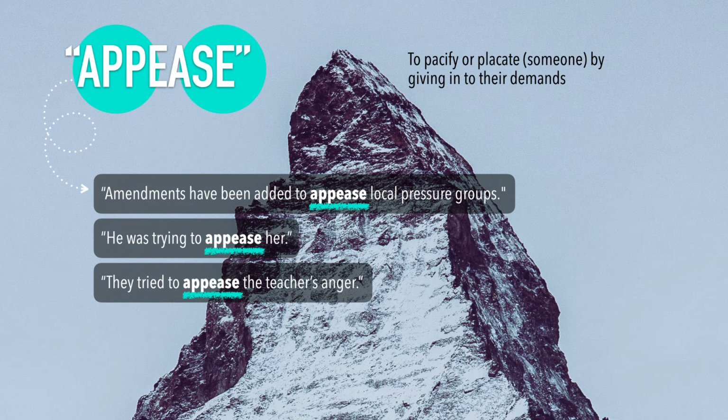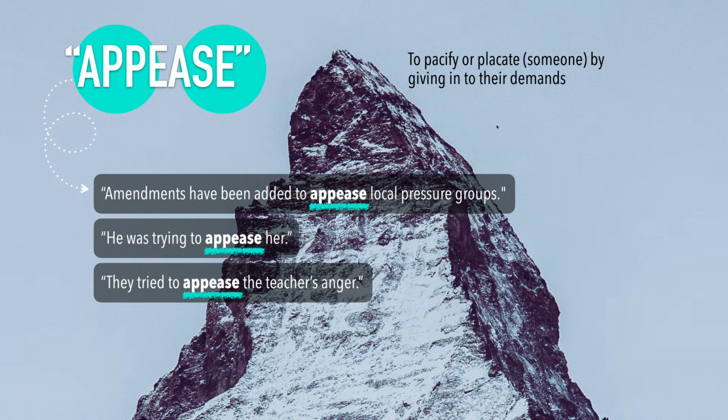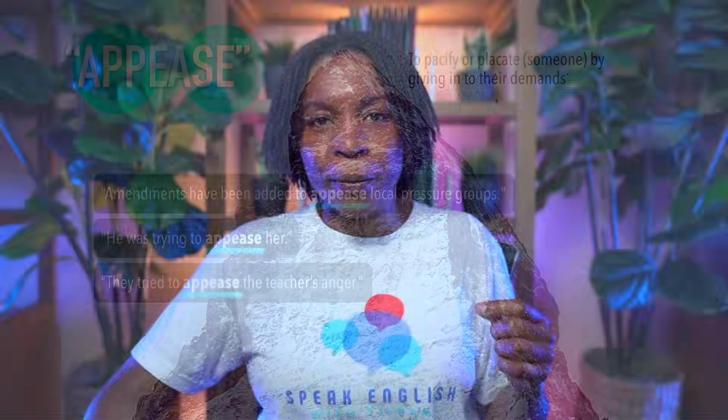And finally, they tried to appease the teacher's anger. Again, they tried to pacify the teacher's anger. They tried to help her feel better. They tried to appease. Once again, they tried to appease the teacher's anger. So now we understand the term appease.